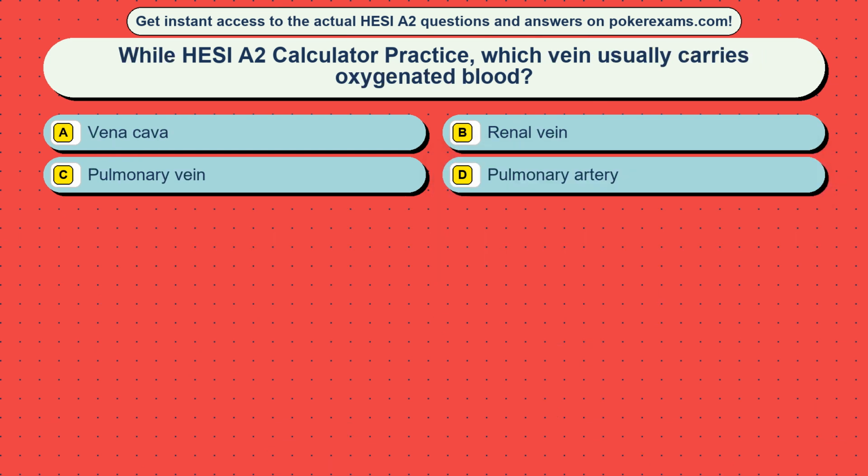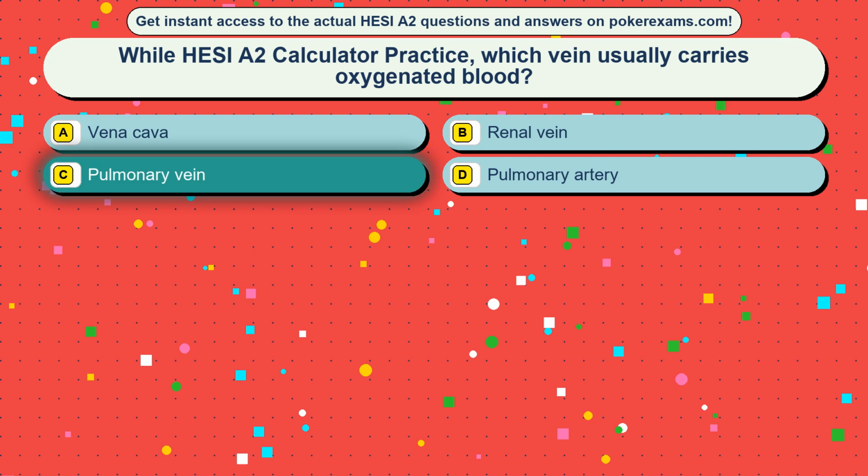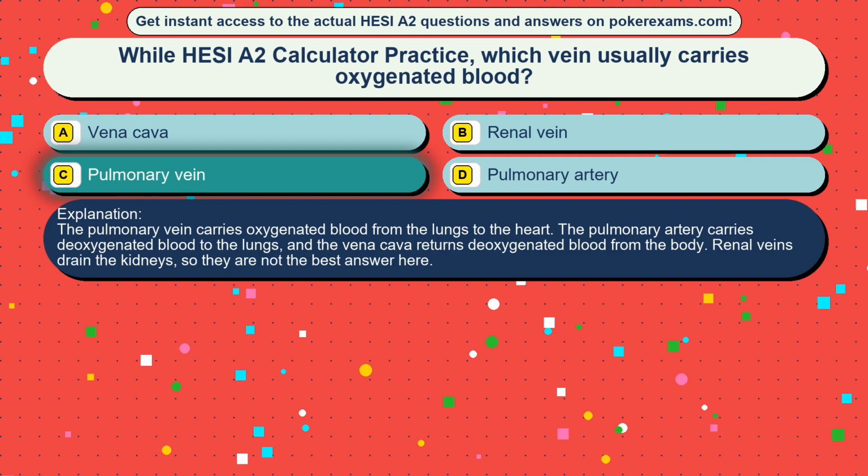Question 7. While HESI A2 Calculator Practice, which vein usually carries oxygenated blood? Option A vena cava, option B renal vein, option C pulmonary vein, option D pulmonary artery. The correct answer is option C, pulmonary vein. The pulmonary vein carries oxygenated blood from the lungs to the heart. The pulmonary artery carries deoxygenated blood to the lungs, and the vena cava returns deoxygenated blood from the body. Renal veins drain the kidneys, so they are not the best answer here.